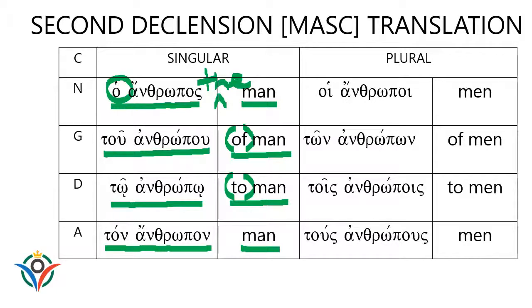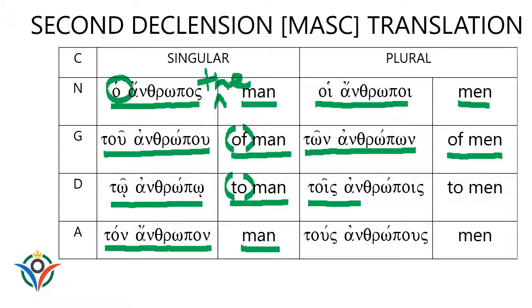Then the nominative plural, hoi anthropoi, is obviously the plural of man, which is men. The genitive plural, ton anthropon, of men. The dative plural, tois anthropois, to men. And accusative plural, tous anthropous, translated as men.